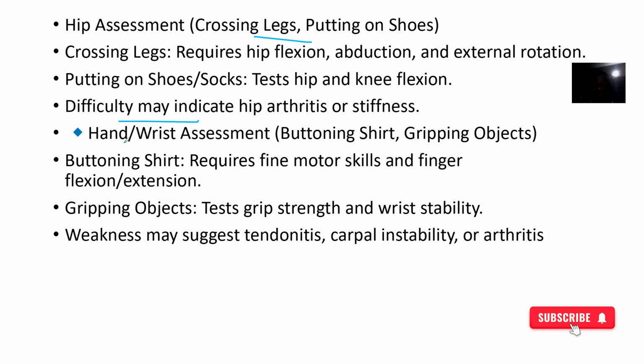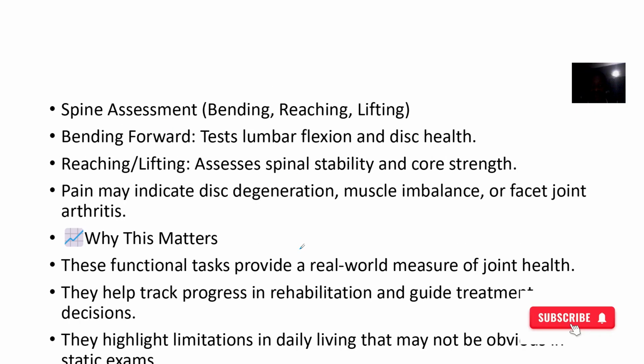Then for their hand and wrist, you ask them to do fine movements, like they should button their shirts or grip an object. So buttoning shirts requires fine motor skills and finger flexion and extension. So if they are not able to grip something, it shows you that there's weakness. So weakness may suggest tendonitis, carpal instability, or arthritis. And spine assessment, you ask them to bend down or reach for something or lift something.